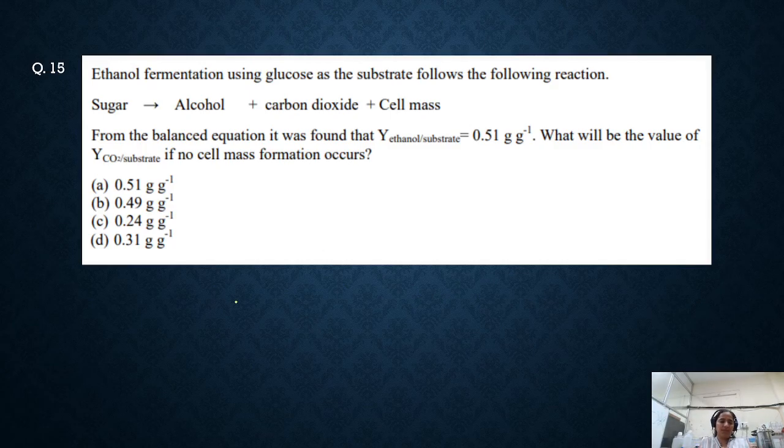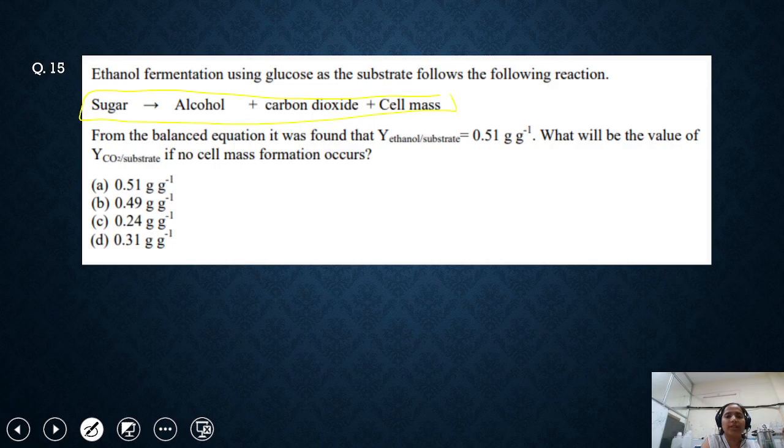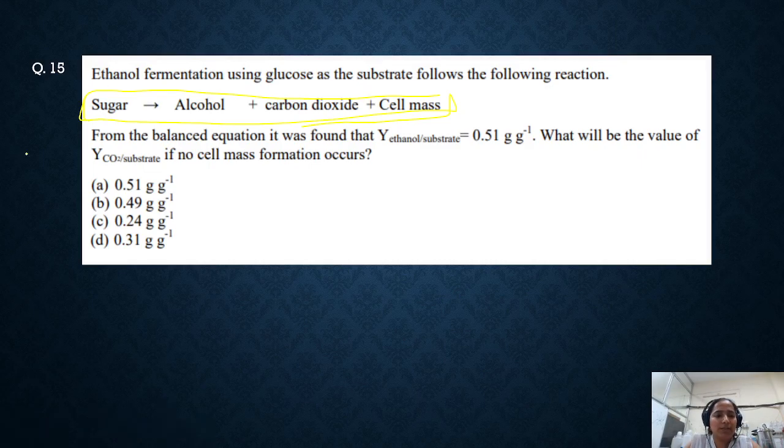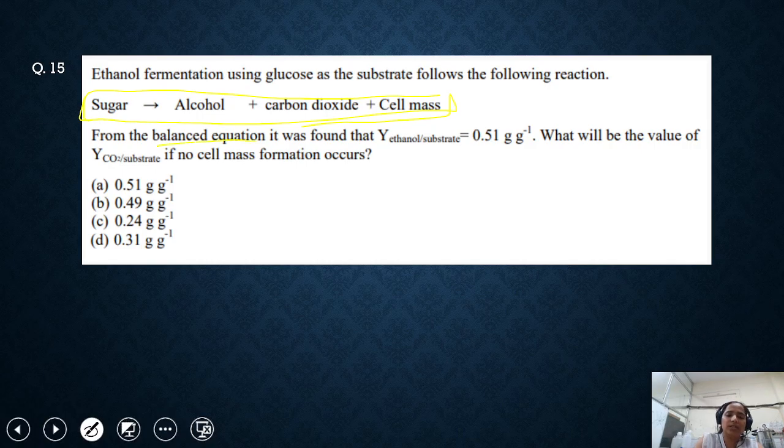Now this is the last question for today's class. What they have given is that ethanol fermentation using glucose as a substrate follows the following reaction: sugar is converted to alcohol plus carbon dioxide plus cell mass if formed. This is a general equation of ethanol fermentation. Any type of sugar you take, this type of combination of components will form. Now they have given that from the balanced equation it was found. Balanced equation means a stoichiometrically balanced equation.